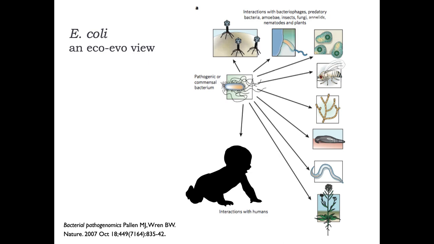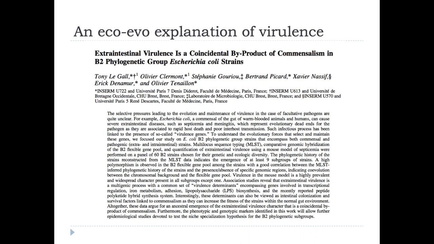So here's an example of where they looked at, well, why is it that we can get E. coli in the bloodstream? Because once the E. coli gets in the bloodstream, it can't spread to another person.